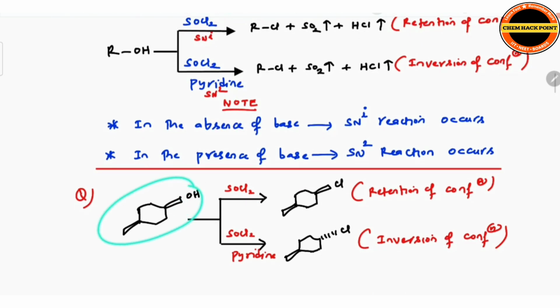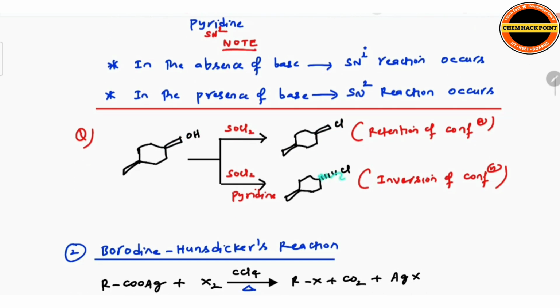For example, if the reactant is given SOCl2 in the absence of base, and SOCl2 in the presence of base. See here, OH towards the viewer, after the nucleophilic substitution Cl is also towards the viewer. Retention of configuration, no change in configuration. But here the group towards the viewer became away from the viewer, so there is inversion of configuration here.